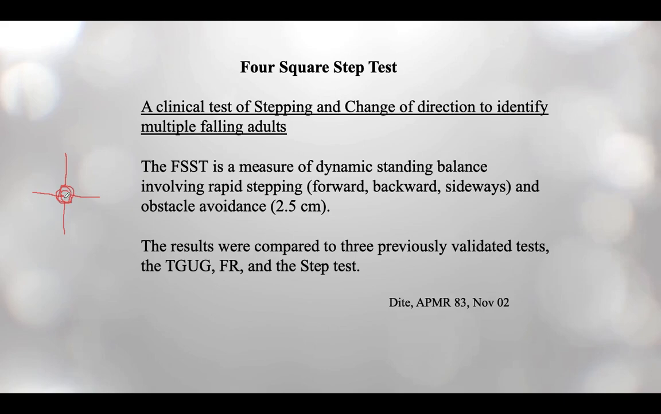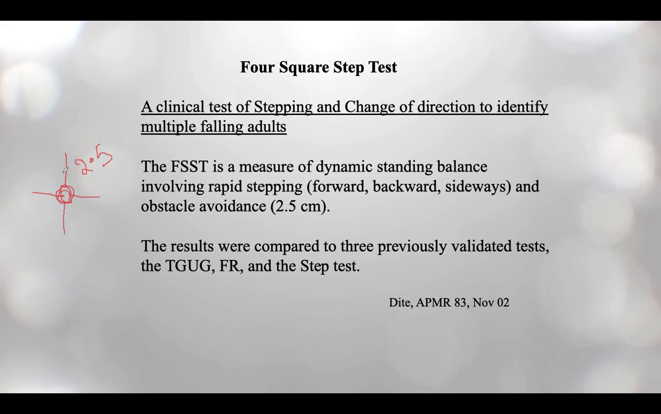This is like the gear of the car. First, ask the patient to go forward and then come back. Then ask the patient to go backwards and then come back. Then ask the patient to go sideways and then come back. Then ask the patient to go another side and then come back. Fine, patient is able to do. The distance we take is usually 2.5 centimeter.